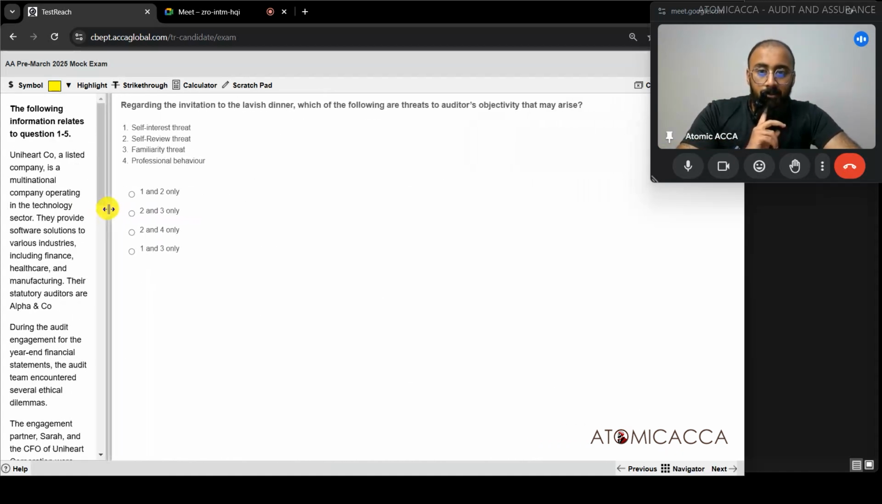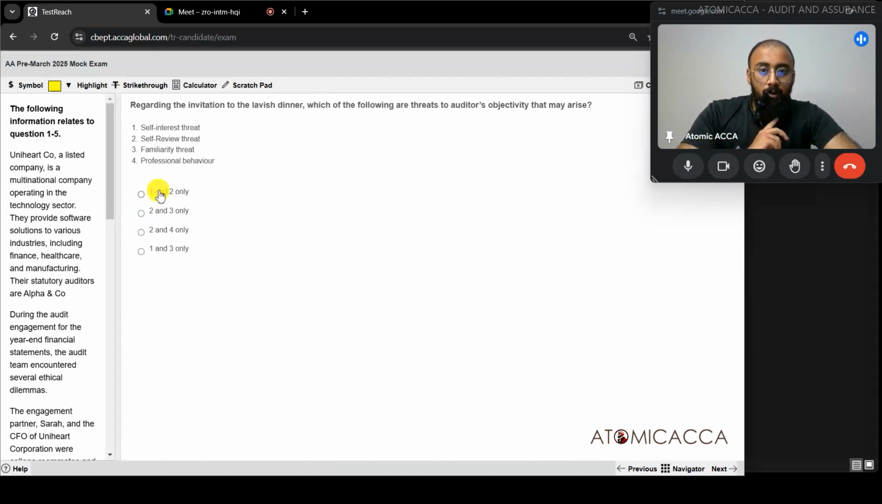Regarding the invitation to lavish dinner, which of the following are threats to auditors' objectivity that may arise? Now that's a quite straightforward one. Self-interest threat will be there, because there's a lavish gift coming in, you will think as an auditor that, okay, I have to be inclined towards that client company.